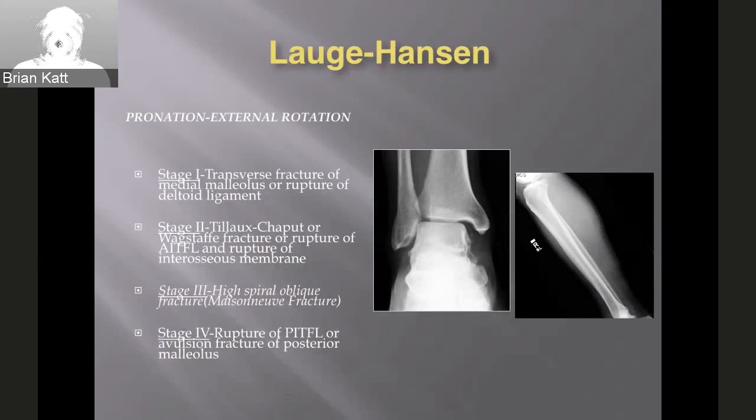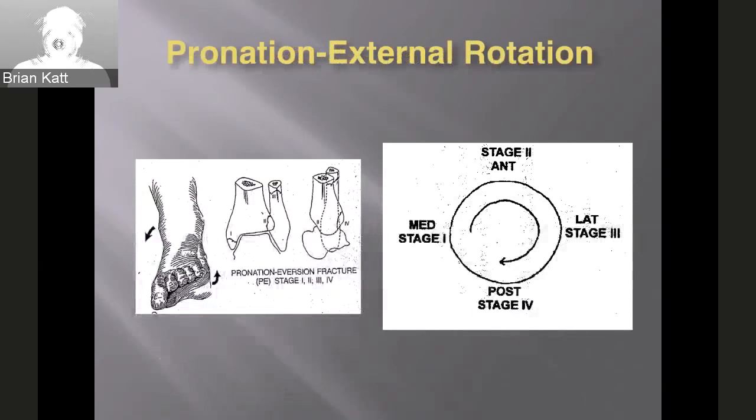And then we have our pronation external rotation: transverse fracture of the medial malleolus, rupture of the syndesmosis, this high fibular fracture, this Maisonneuve fracture, and rupture of the posterior syndesmosis.